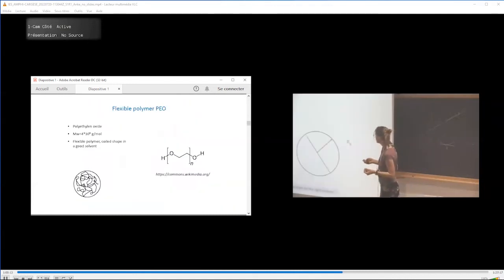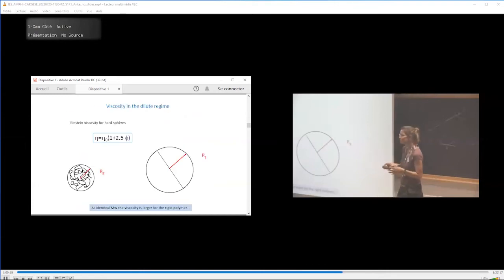And also, for it to work, I need to be in a regime where I'm very dilute, so that I do not have interaction between these particles. And that's, I think, the critique also that came on my curves.